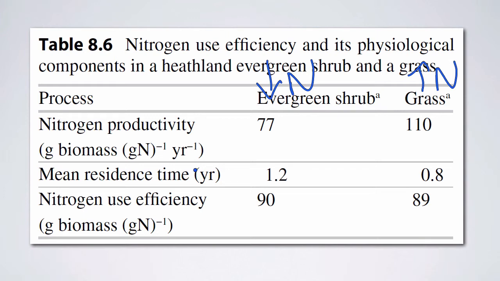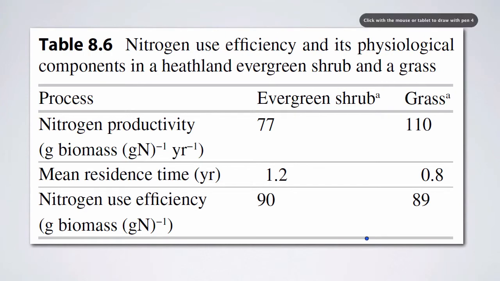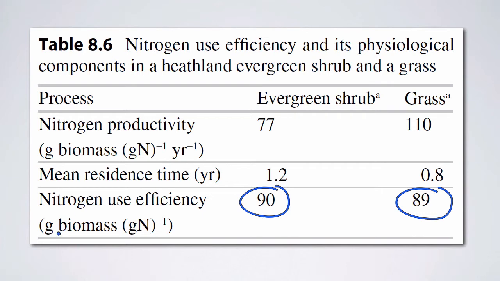When we take a look at the nitrogen use efficiency of these two systems, for all intents and purposes, we have the same nitrogen use efficiency, but one gets high nitrogen use efficiency by having a high mean residence time, and the other one by having a high nitrogen productivity. So in general, this example shows that there are two ways to generate a high nitrogen use efficiency. Here, grams of biomass per gram of N. One is to have a high mean residence time, and that's what the evergreen shrub does. Another is to have a high nitrogen productivity.